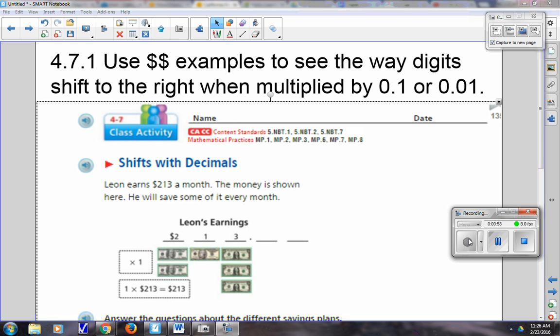An example, and I'm not going to do much explanation. We're just going to kind of do it together, okay? Leon earns $213 a month. The money is shown here. He will save some of it every month. So he was going to save a piece of this $213 every month. Do you see that there's 2 $100 bills, 1 10, and 3 ones? You good with that so far? Okay.